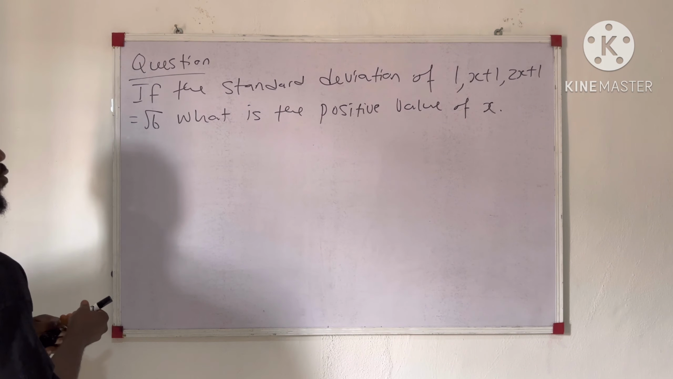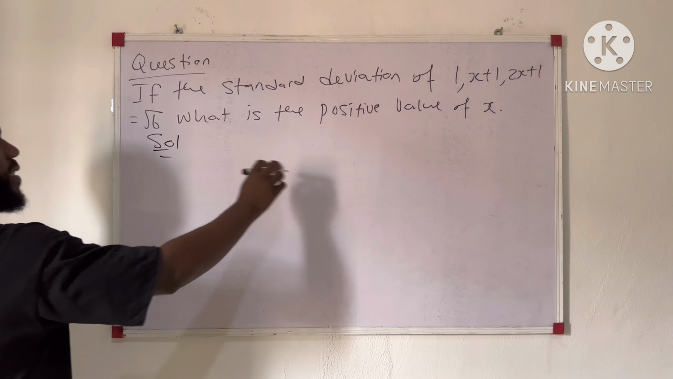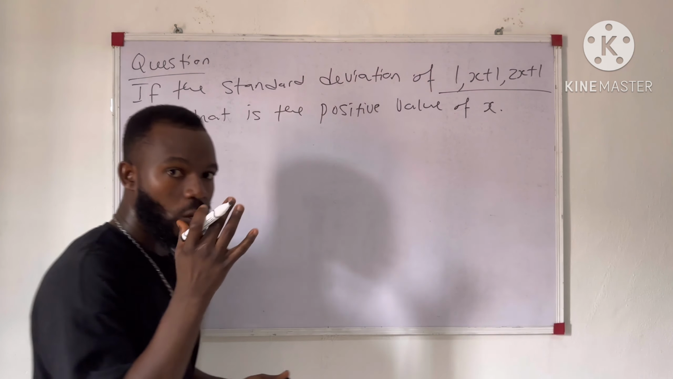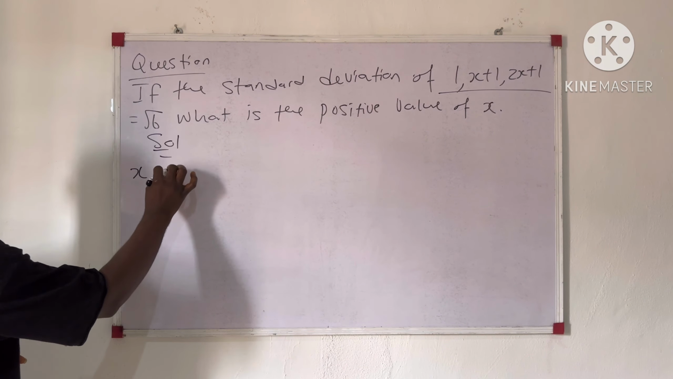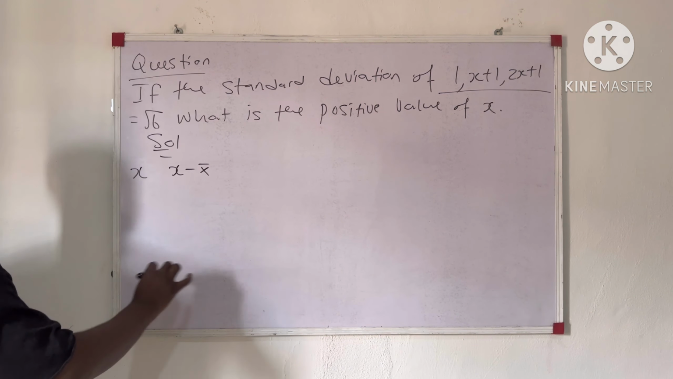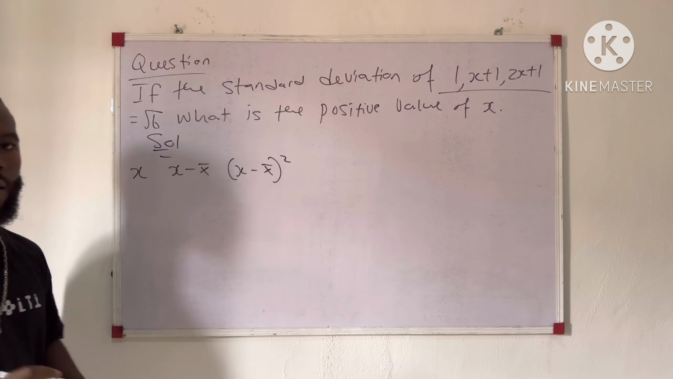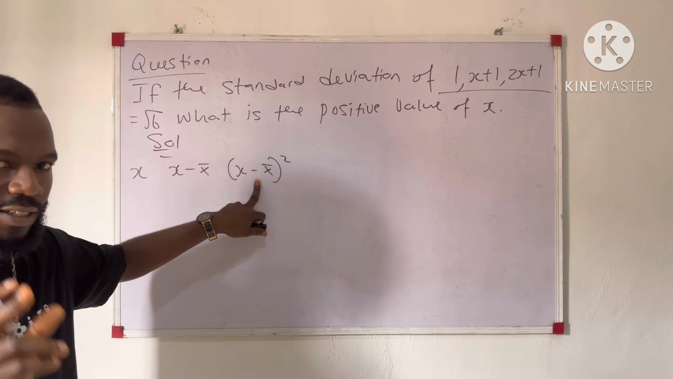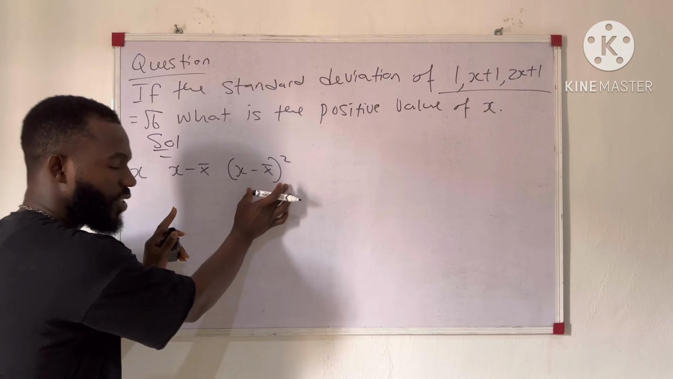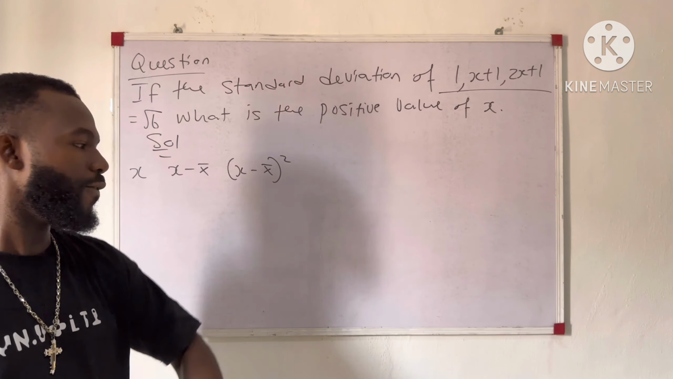Let us try to represent the data given in a table. Now we have our x, we have our x minus mean, and then we have our x minus mean raised to the power of 2. This is actually the formula we're going to be using for solving variance, because we said standard deviation is the square root of variance.